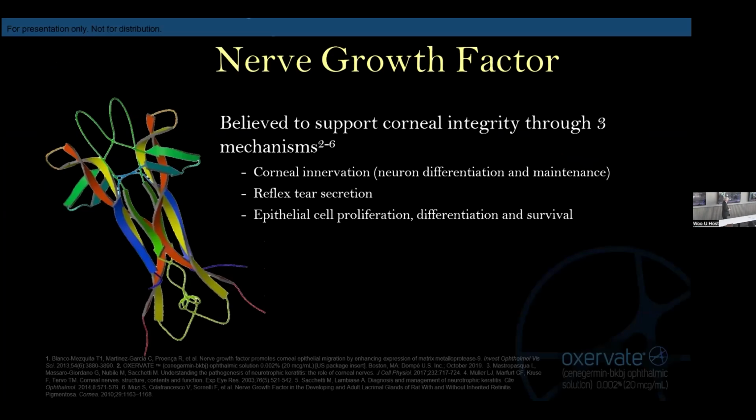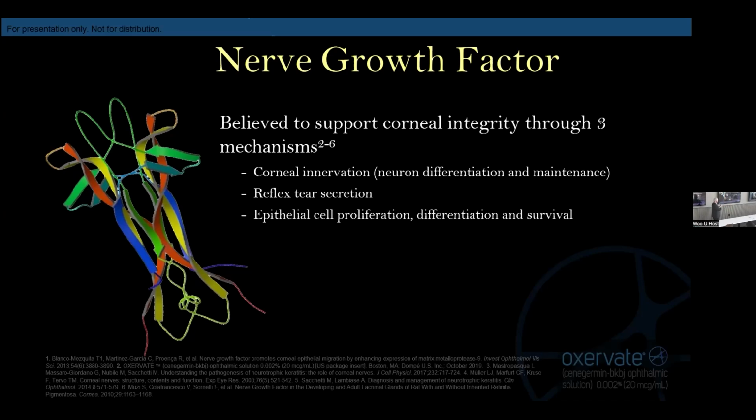Nerve growth factor is thought to support the corneal surface integrity through 3 separate mechanisms. Corneal innervation, it grows nerves. It enhances reflex tear secretion, and it promotes epithelial cell proliferation, differentiation, and survival. That makes it epithelial tropic, okay? That's endogenous nerve growth factor.